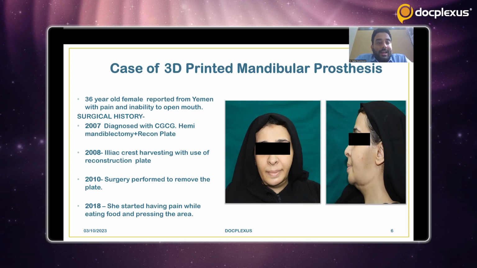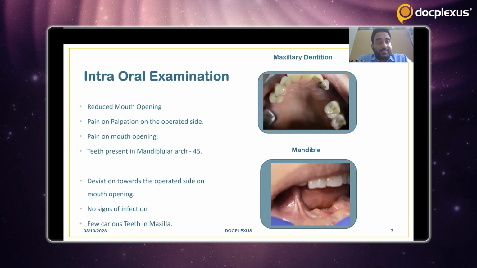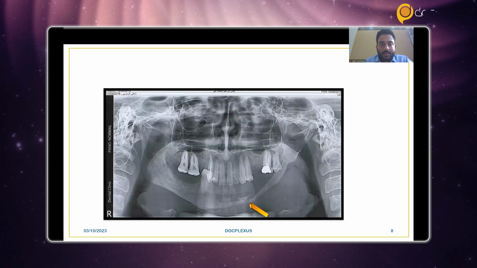In 2018, she started having pain while eating food and on pressing the area. The intraoral examination shows that there was reduced mouth opening. There was pain on palpation on the operated site. There was tremendous pain on mouth opening, and a few teeth were present in the mandibular arch. There was also a deviation noted towards the operated site. There was no sign of infection as such, and there are a few maxillary carious teeth. So this was her preoperative OPG. You can clearly visualize a fracture of the harvested iliac crest.